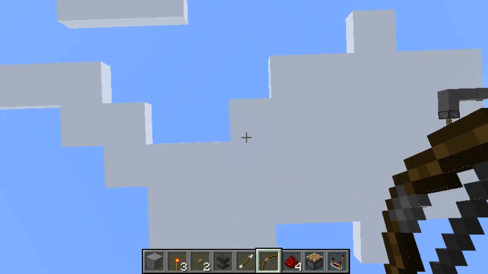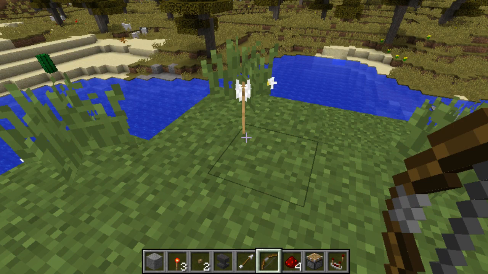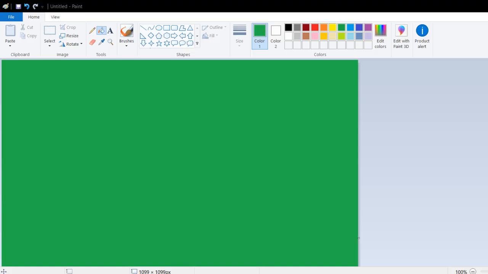Okay, the arrow is about to fall. There we go. Okay, so according to my timer here, it took 5.52 seconds for this arrow to fall back to the ground. So let's say we want to compute how high it actually went. So let me just get my paint application. Okay, quit Minecraft for a bit.